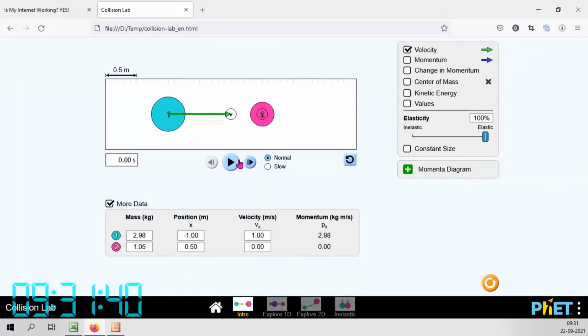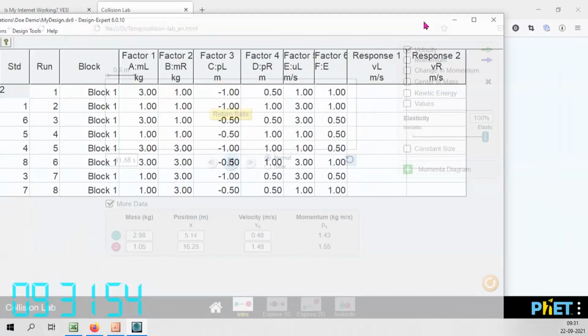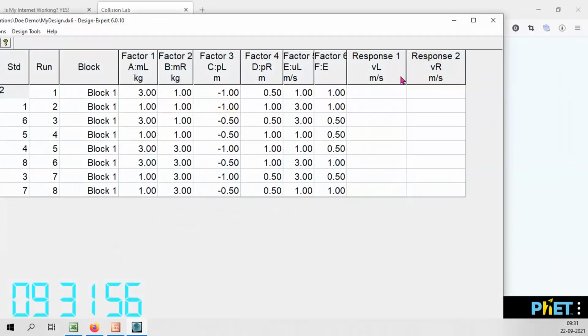Okay, so now we have set the values. Let us do the experiment. Okay, so now we can enter the response in the table: 0.48 and 1.48.